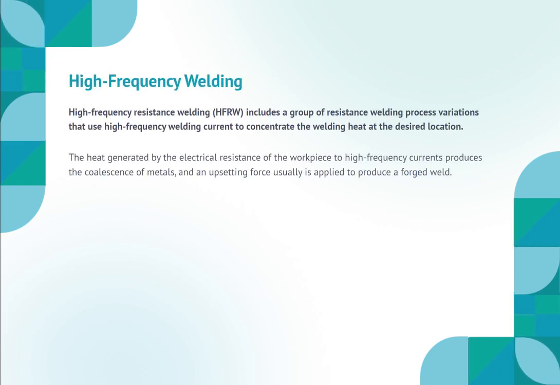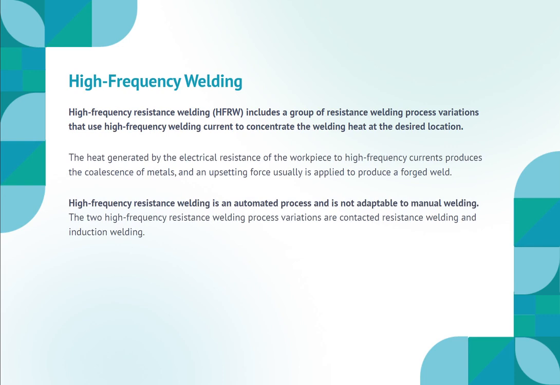High-frequency welding. High-frequency resistance welding, HFRW, includes a group of resistance welding process variations that use high-frequency welding current to concentrate the welding heat at the desired location. The heat generated by the electrical resistance of the workpiece to high-frequency currents produces the coalescence of metals, and an upsetting force usually is applied to produce a forged weld. High-frequency resistance welding is an automated process and is not adaptable to manual welding. The two high-frequency resistance welding process variations are contact resistance welding and induction welding.